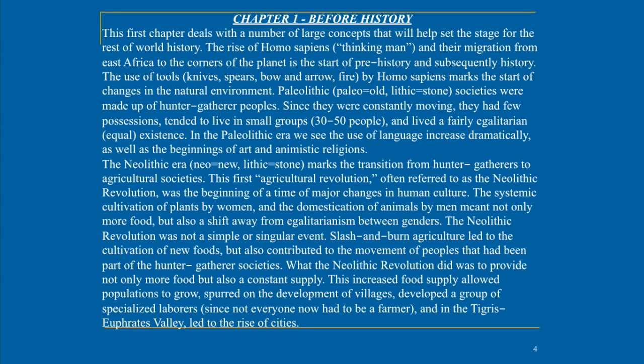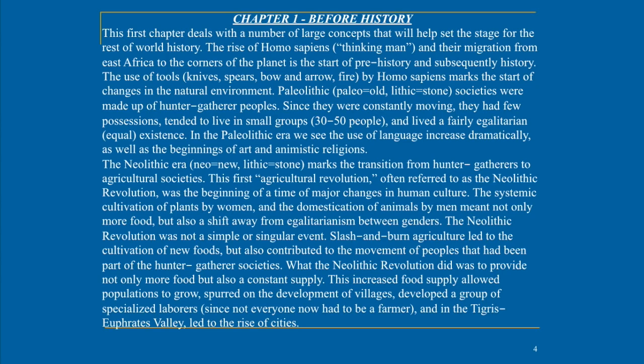This first agricultural revolution, often referred to as the Neolithic Revolution, was the beginning of a time of major changes in human culture. The systematic cultivation of plants by women and the domestication of animals by men meant not only more food, but also a shift away from the egalitarianism between genders. The Neolithic Revolution was not a simple or singular event.